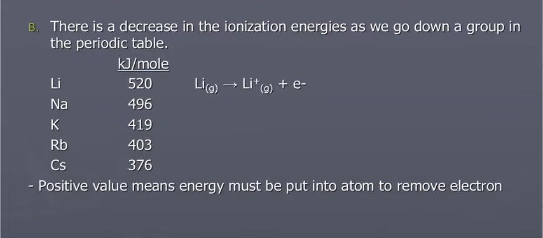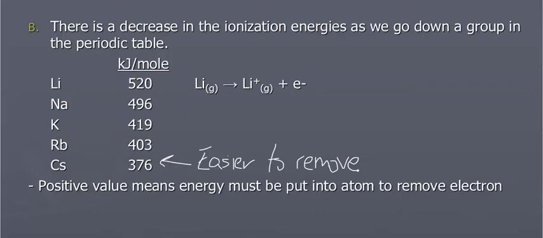There's a decrease in ionization energies as we go down a group. So here is group 1A. Here are the actual numbers. Notice there's a decrease as we go down. Cesium is the easiest one to remove an electron from. It's going to take less energy to remove cesium's electron.